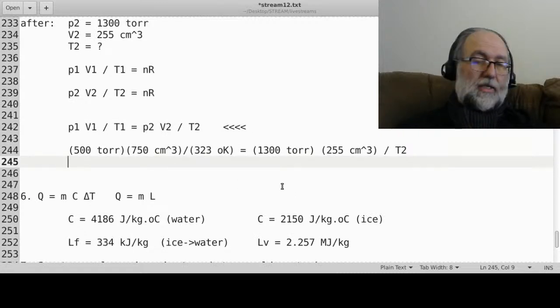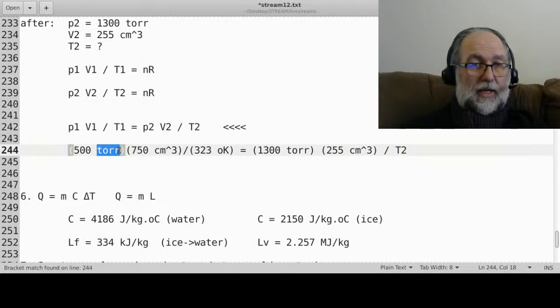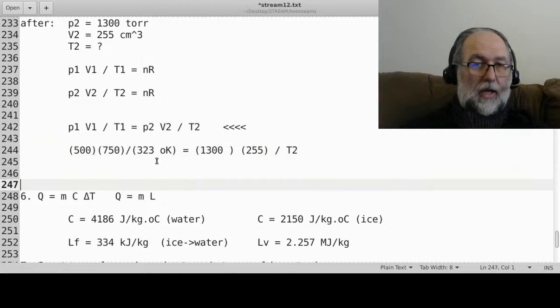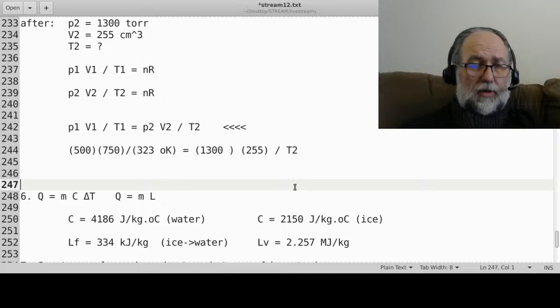Now, notice I put the units in here on purpose because they're not MKS units, but look at what happens. See the torr on this side? They cancel the torr on that side. And see the cubic centimeters here? They cancel the cubic centimeters there. The only remaining unit is degrees Kelvin, which is of course what you want because the answer has to come out in Kelvin.